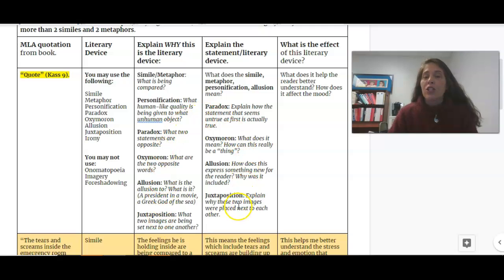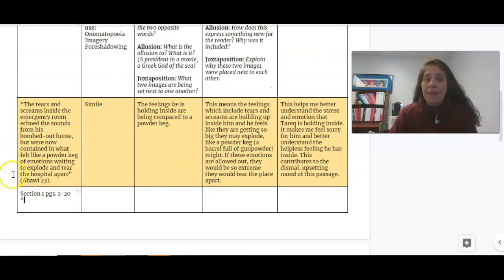The next column is you are explaining literally what that literary device means. What does this statement mean? Well, this means that the feelings, which include tears and screams, are building up inside him, and he feels like they're getting so big that they may explode like a powder keg. If these emotions are allowed out, they would be so extreme they would tear the place apart. That's what he's saying in my original quote. So you are explaining the original quote using different words.